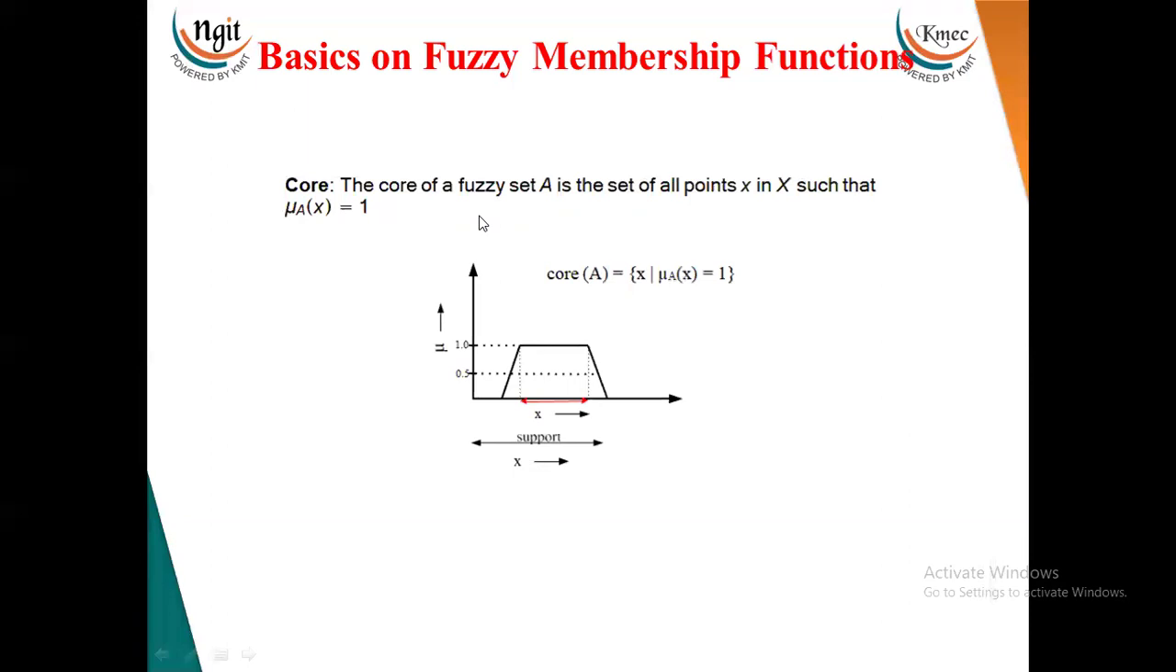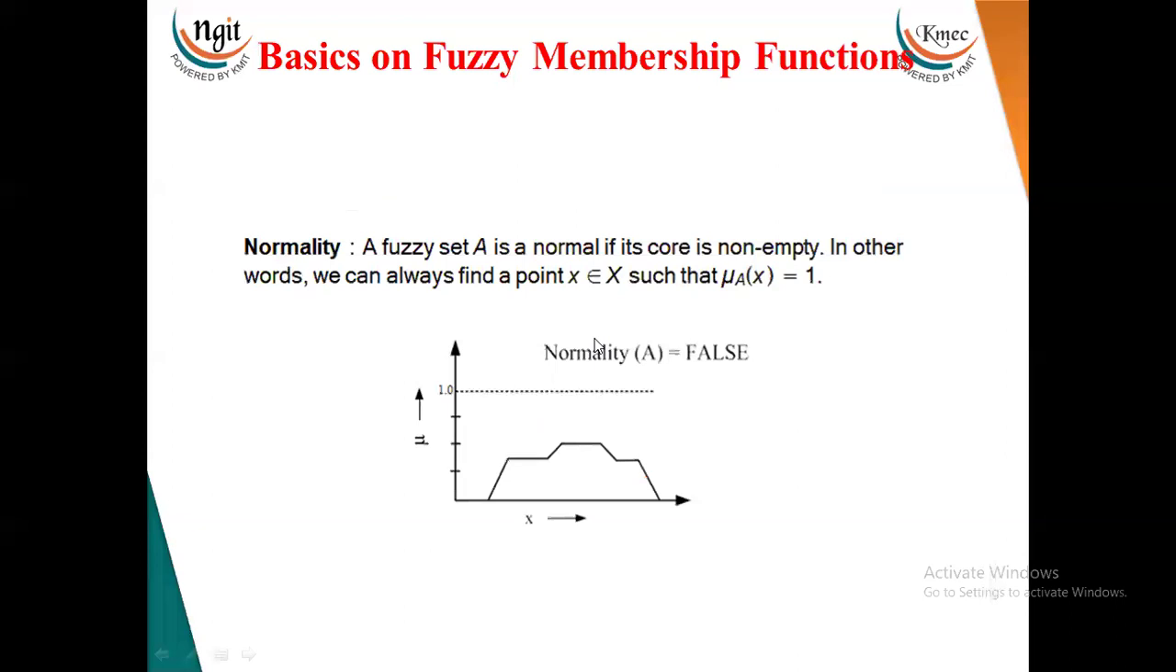Now, the next one, core. If you see the formula over here, the membership value should always be equal to 1. If I take the set of membership values, you see here it is 0.5 and it is 1. The membership value should be equal to 1, and that value is called the core. We get the membership value 1 from your given values. If that particular set has 1, then it is called the core.